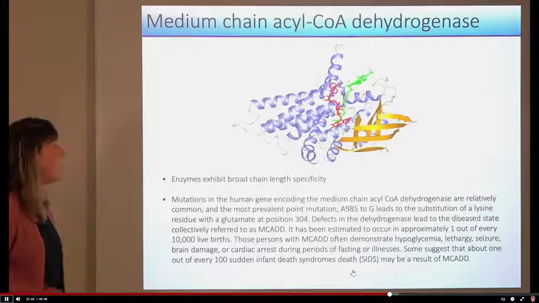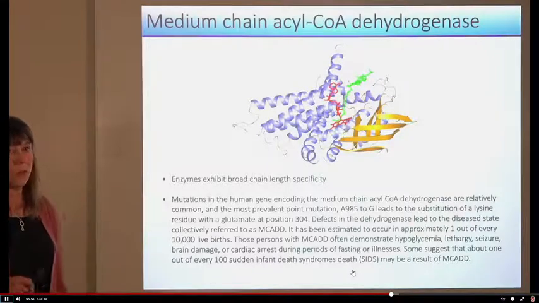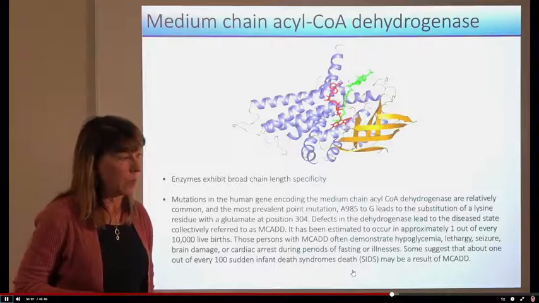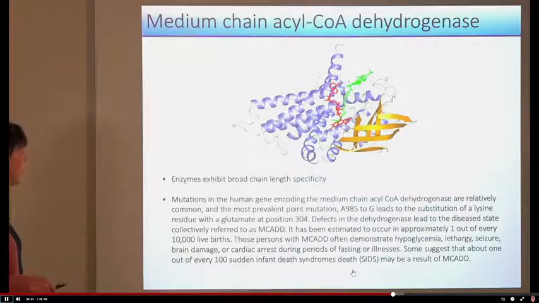Medium chain acyl-CoA dehydrogenase, the structure is shown on this slide. It functions as a tetramer. There's looking at just one subunit right here. This structure was solved by Jung Kim, who is retired now, but was at the Medical College in Wisconsin, in Milwaukee. Wonderful person. And this is an interesting one because mutations in the human gene encoding the medium chain acyl-CoA dehydrogenase are relatively common, mutations in them.